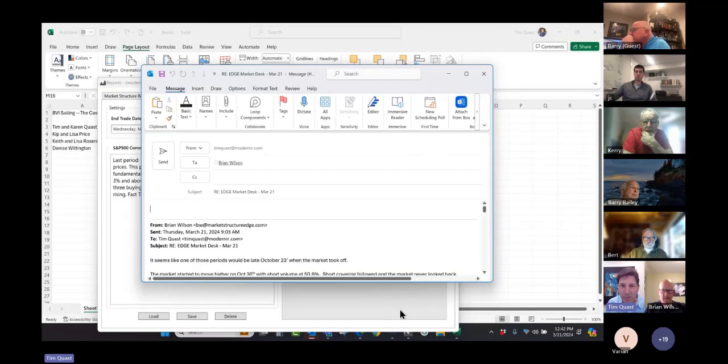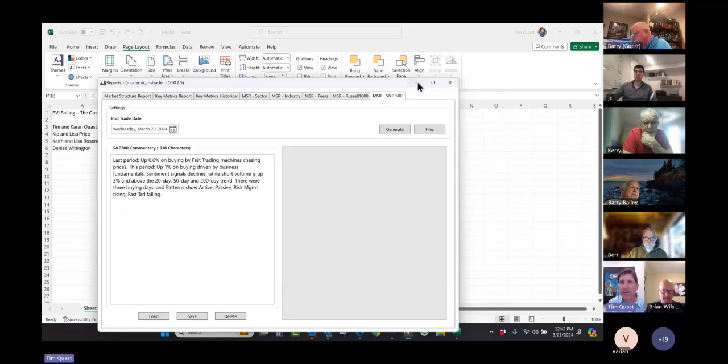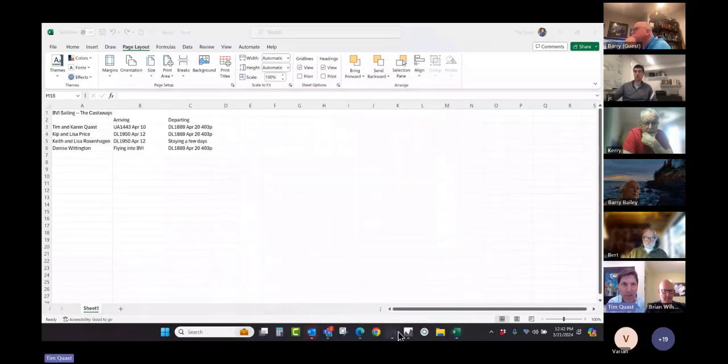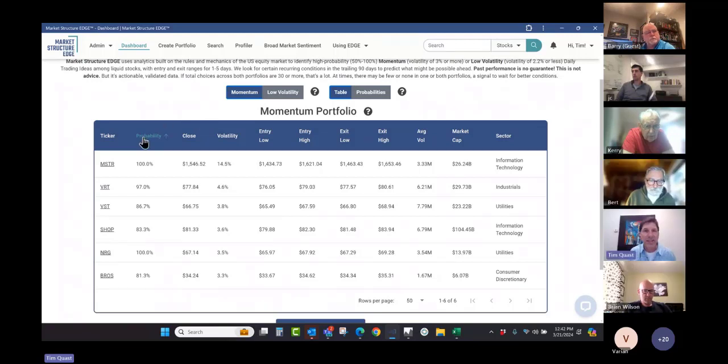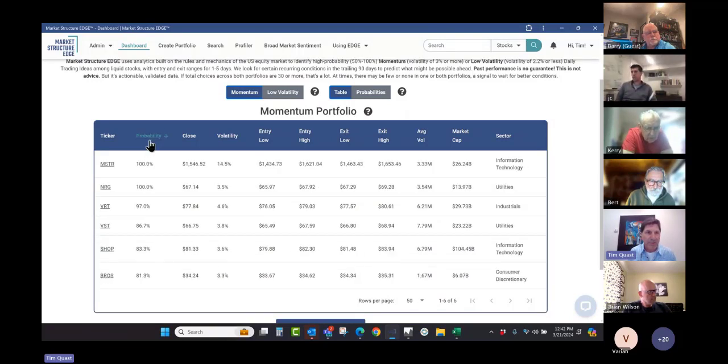Okay, so now let me get this out of the way and go back to my platform here. And now I just want to explain these data so that you have a good basic understanding of how to use them. Notice that there are six in here. If you go back to your dashboard, you will see that in the momentum portfolio, there are seven. So what's the difference? Well, we're only going to put the ones in here that have at least a 50% probability of producing a return. So these, if I rank them from best to worst, MicroStrategy, 100%.